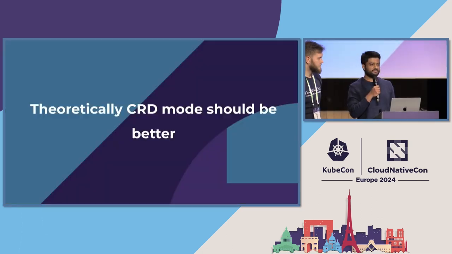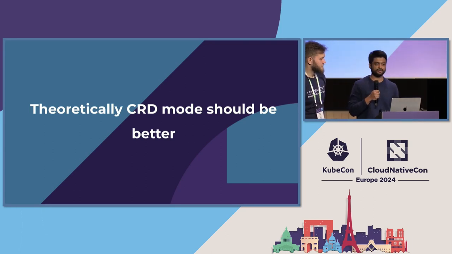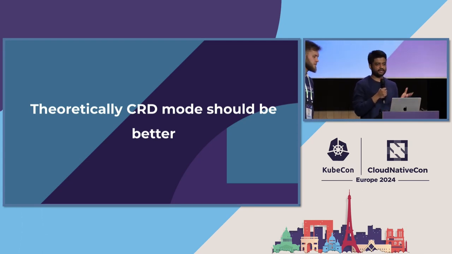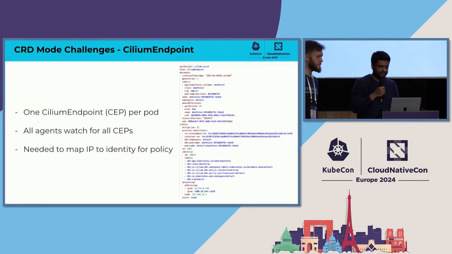So in theory, CRD mode should be better than kvstore mode, right? So why is it that CRD mode is recommended only for up to 1,000 nodes? So are we simply solving this problem by creating some dedicated infrastructure and just throwing some money at it to solve the problem? So let's unwrap and take a look, right?